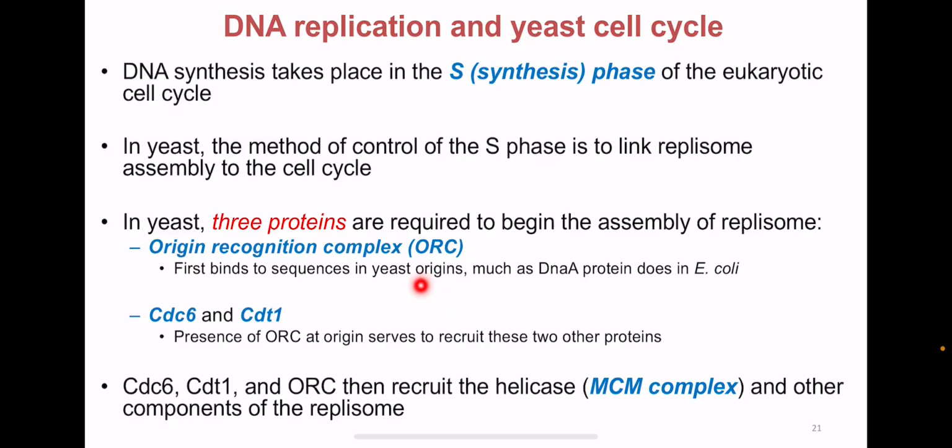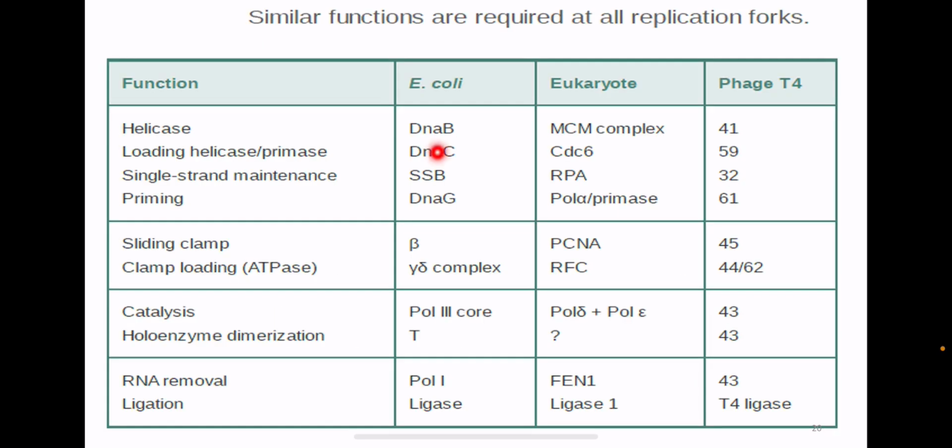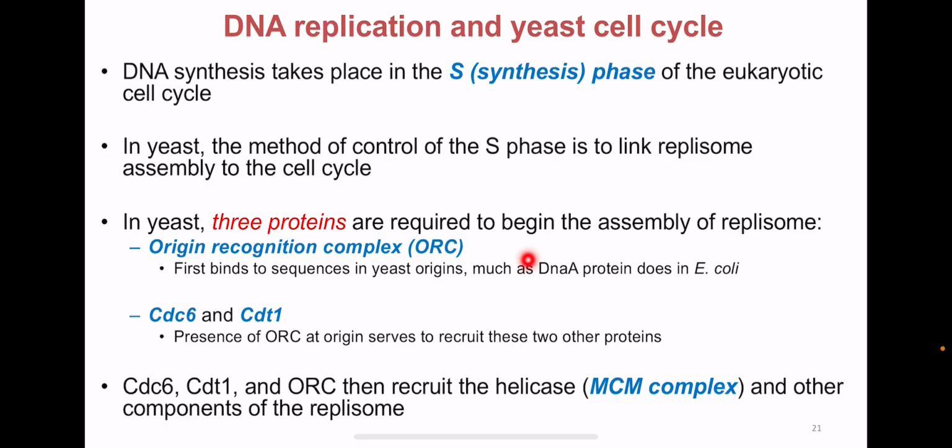In E. coli, as I said, it was DnaA binding to the origin of replication, and when DnaA binds, then DnaC will recruit the helicase. If you look here, DnaC was for E. coli, and Cdc6 is the homologue in eukaryotes. Now we are talking about eukaryotes, which is yeast, so we are not looking at Dna proteins.